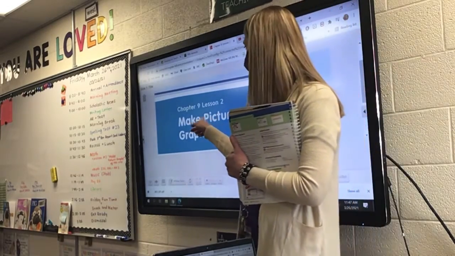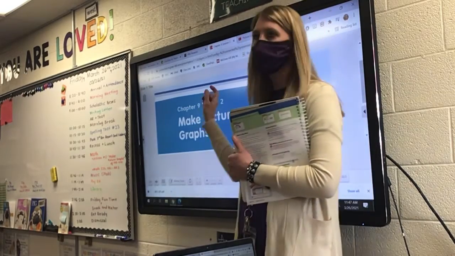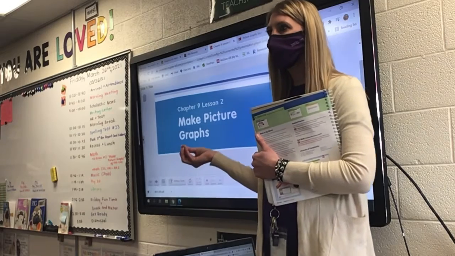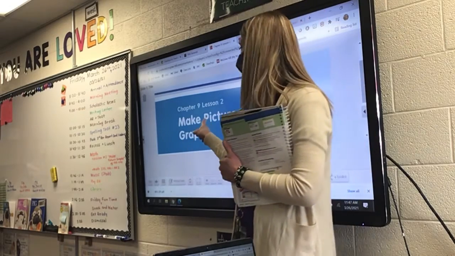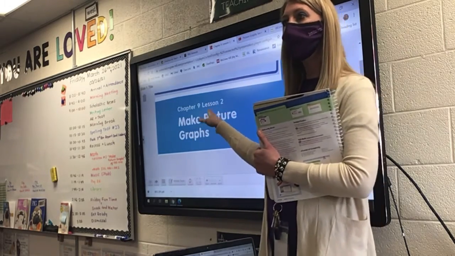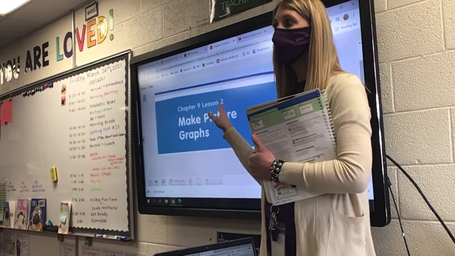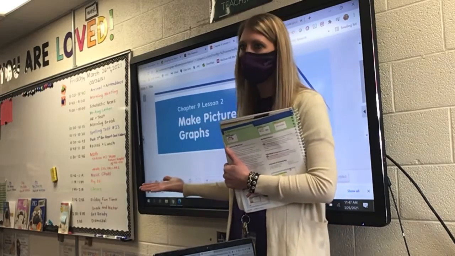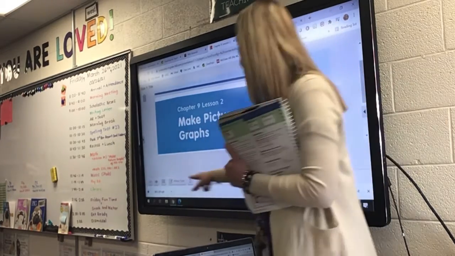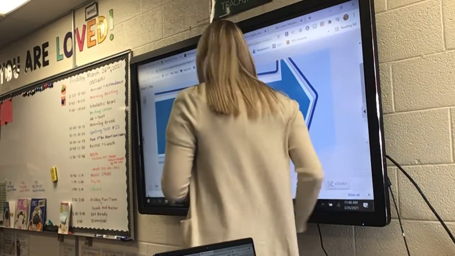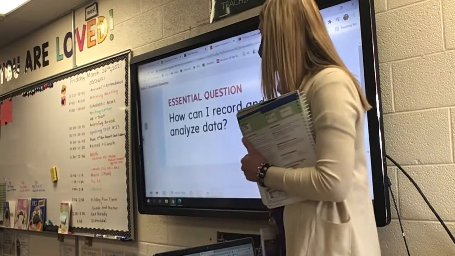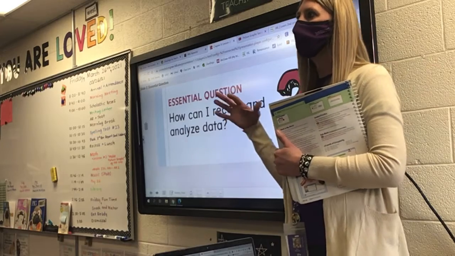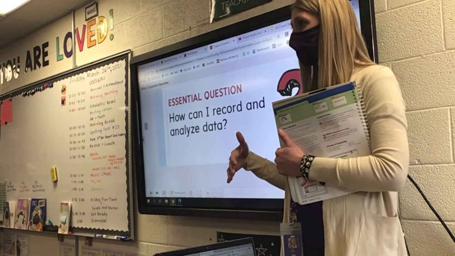Now, I want to show you this word picture. Yesterday I talked about if I want to make this word short, instead of saying picture, what can I say, guys? Pic. Now, what I can do is I can say pictograph. And when I say pictograph, that just means a picture graph. So, my essential question for this lesson and for this chapter is, how can I record and analyze data?